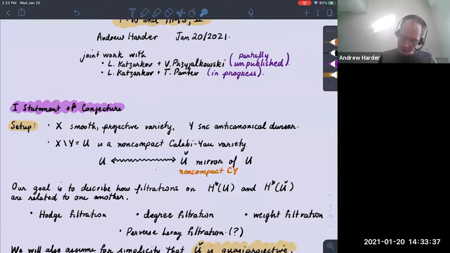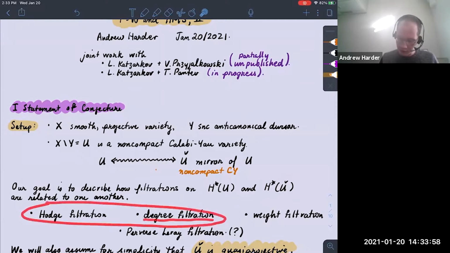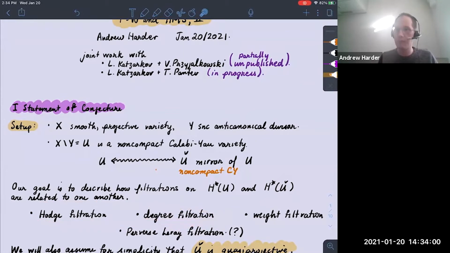Okay, so the idea is to describe how filtrations on the cohomology of U and U check are related to one another under mirror symmetry. The filtrations that I'm interested in are, first of all, the Hodge filtration and the degree filtration. These are the two filtrations which appear when you think about the standard Hodge number relationship between mirror compact Calabi-Yau varieties. When I say that h^{p,q} of a compact Calabi-Yau is equal to h^{d-p,q} of the mirror dual Calabi-Yau, what I'm really doing is relating the Hodge filtration on one to the degree filtration on the other. So these are going to be filtrations that I'm more or less suppressing today.